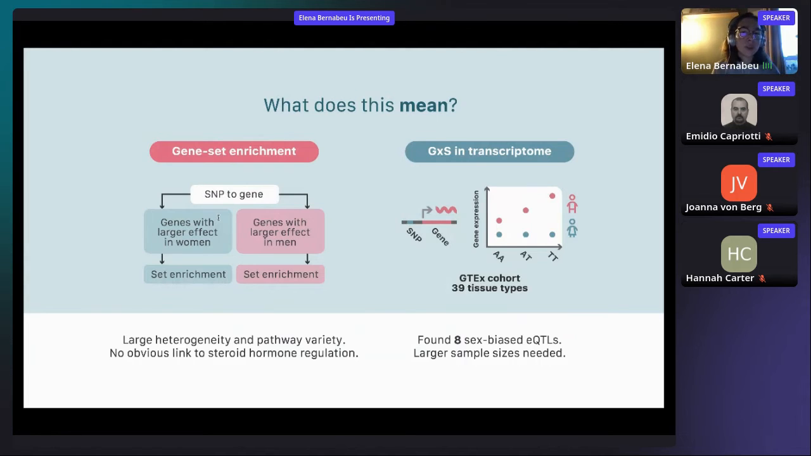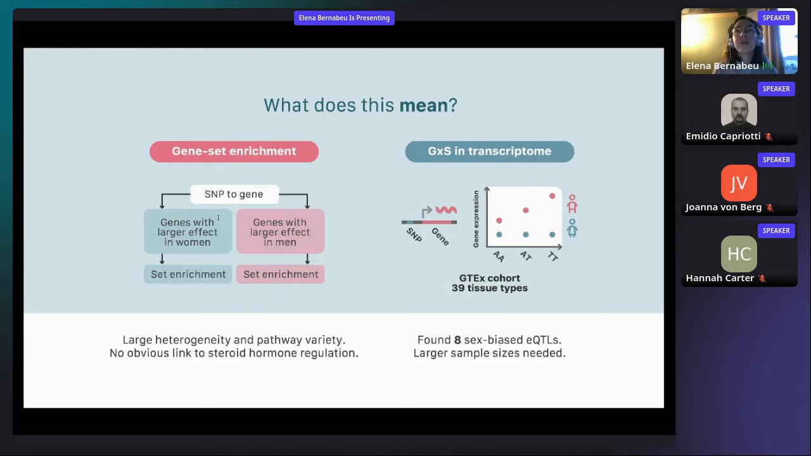Now, what we wanted to do with this is see if we could get information on sex-specific pathways that could inform some of the differences that we had been observing. And we used FUMA for this. And sadly, we didn't see any commonality. We saw huge amounts of heterogeneity and pathway variety while looking at the traits that we ran through this gene set enrichment analysis. So truly, there was no one-size-fits-all explanation for gene by sex.